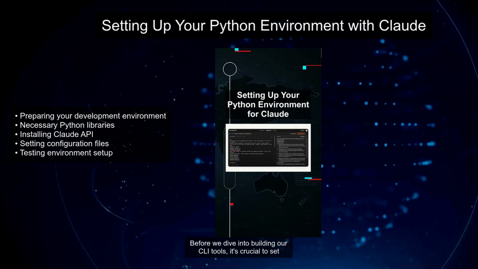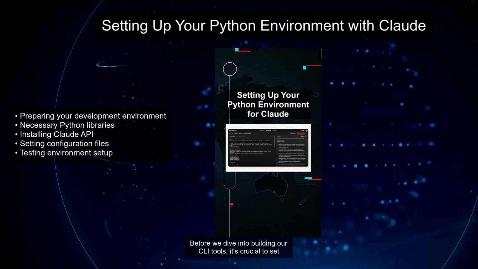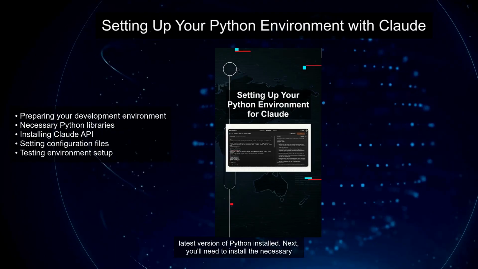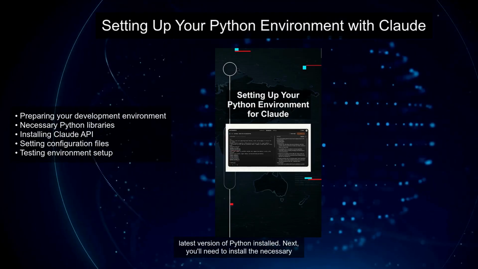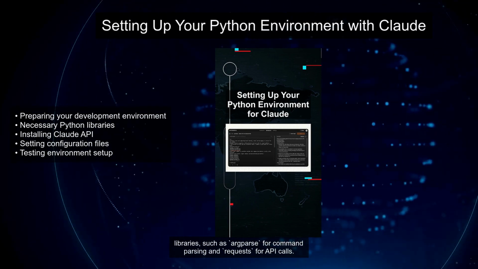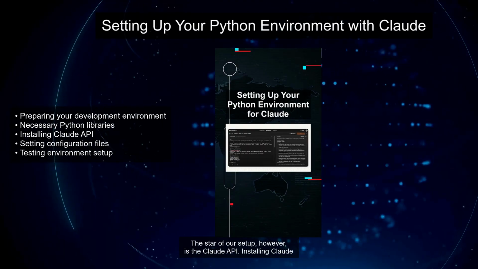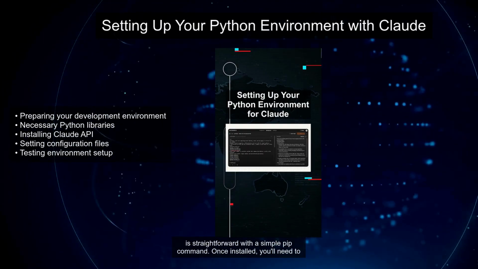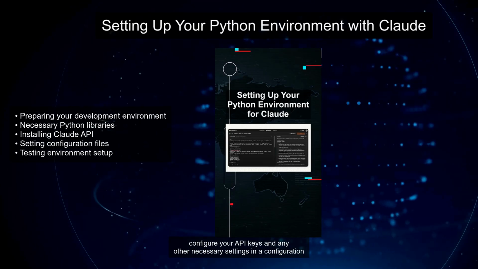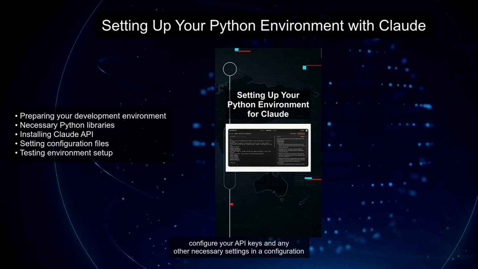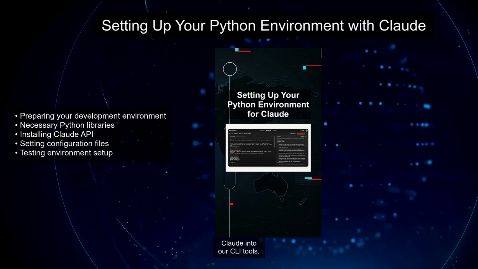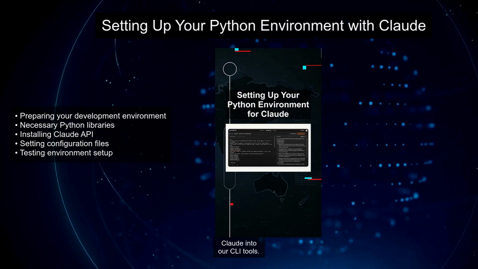Before we dive into building our CLI tools, it's crucial to set up our Python environment correctly. Start by ensuring that you have the latest version of Python installed. Next, you'll need to install the necessary libraries, such as argparse for command parsing and requests for API calls. The star of our setup, however, is the Claude API. Installing Claude is straightforward with a simple pip command. Once installed, you'll need to configure your API keys and any other necessary settings in a configuration file. This preparation will ensure a smooth development process as we integrate Claude into our CLI tools.